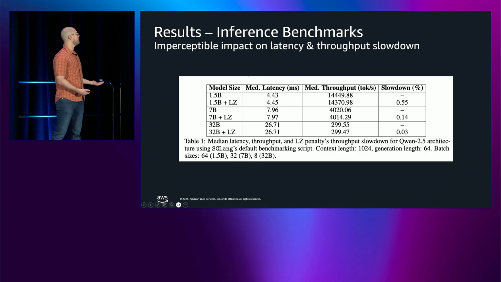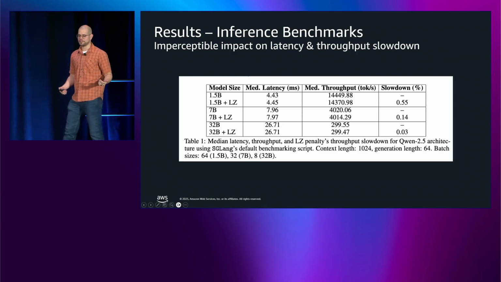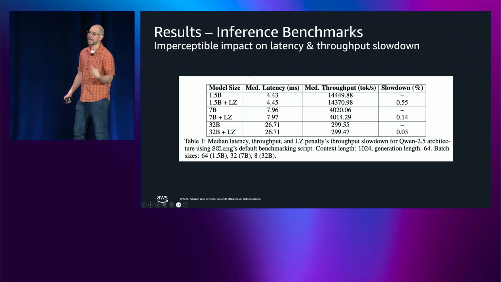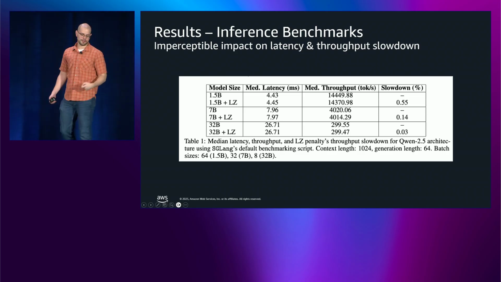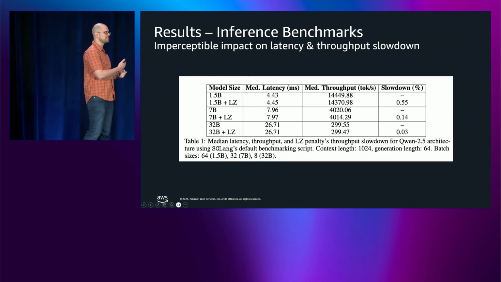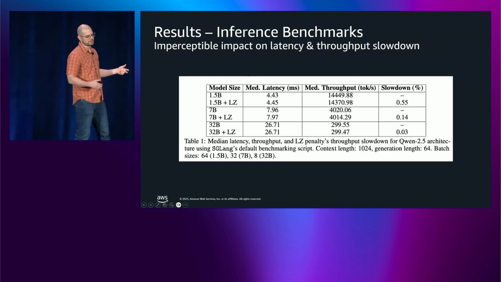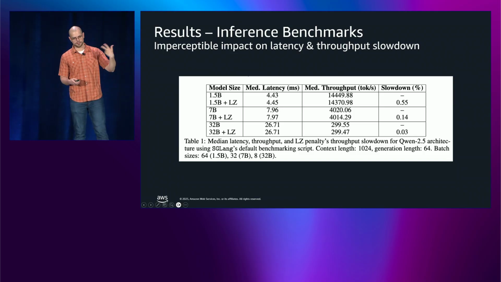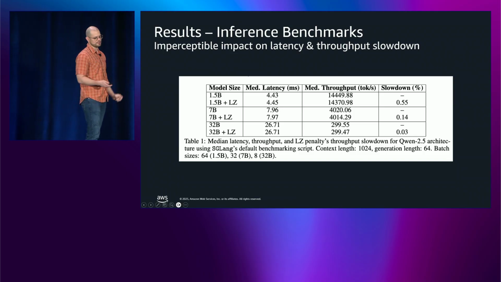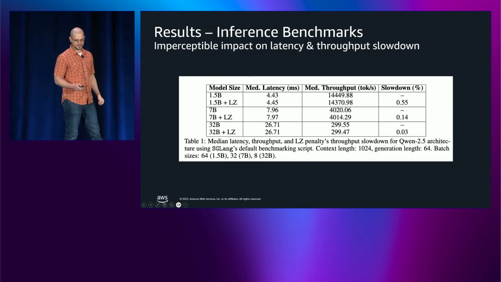And then as you go up to even 32B, it goes down from 0.5% to 0.03%, essentially vanishing as the model even reaches medium size, the kind of inference impact of having to do this extra work for the LZ penalty.